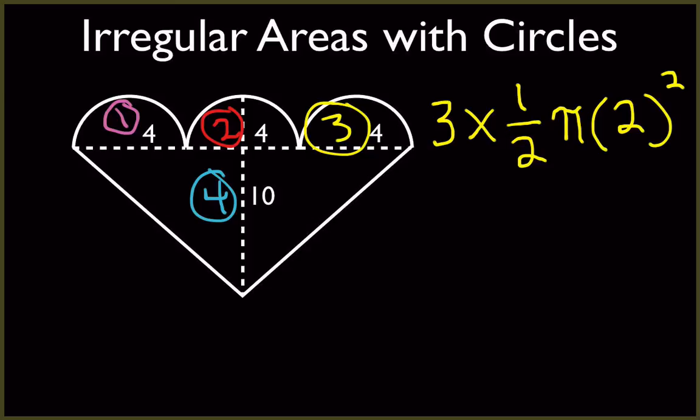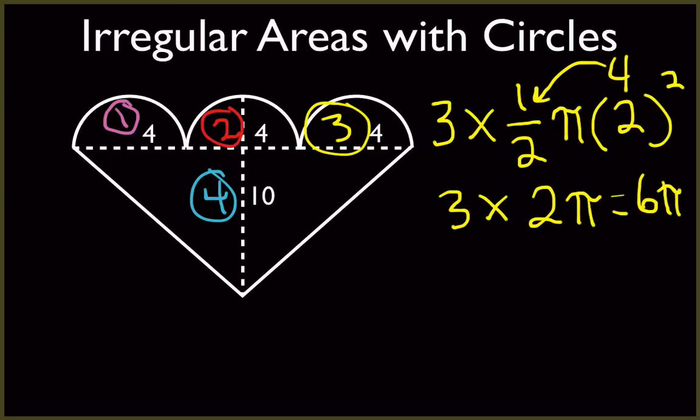So that means I'm going to end up with 3 times 2 pi. Why? Because I'm going to have 4 cut in half, which is 2. That makes a total of 6 pi.